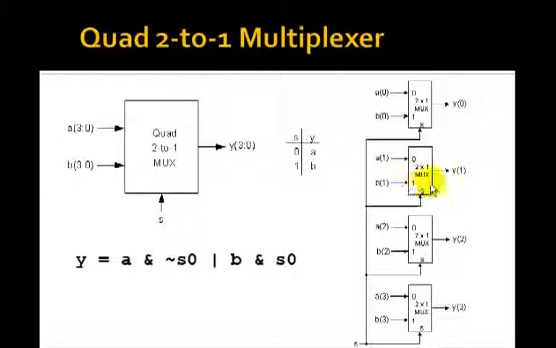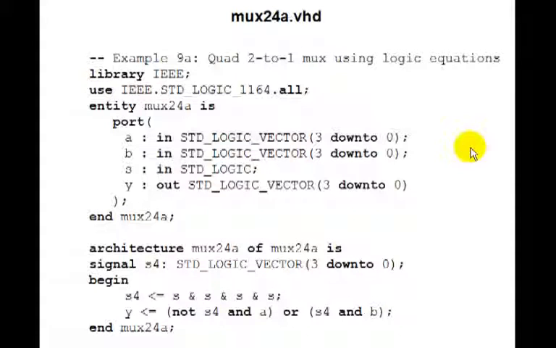And you remember that the logic equation for each of these 2-to-1 MUXes is just y is a and not s0 or b and s0. So the question is, we wrote a logic equation for each one of these. Can we write a single logic equation in which the y's, the a's, and the b's are 3 down to 0? Well, the answer is yes, if you follow one little trick we have to do. And this shows you how to do it.